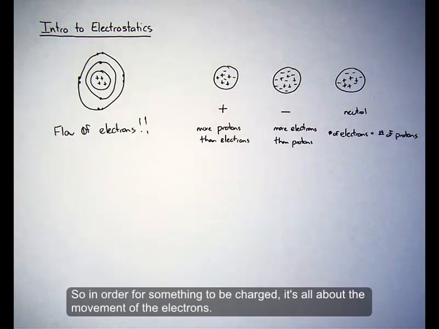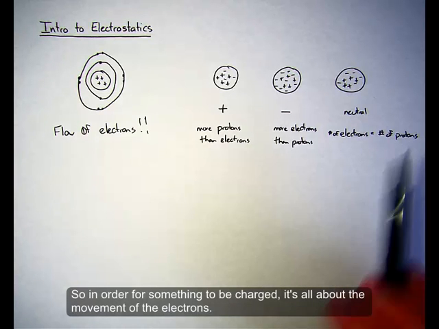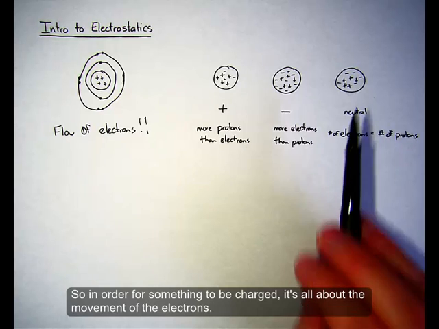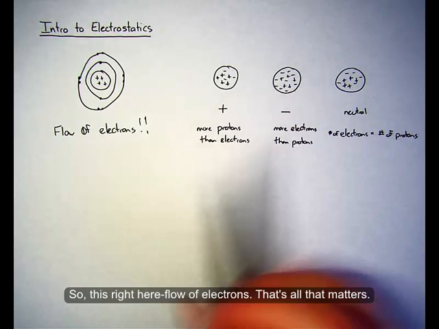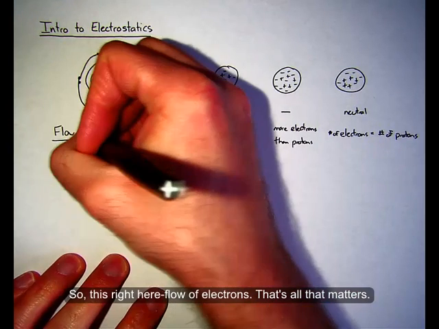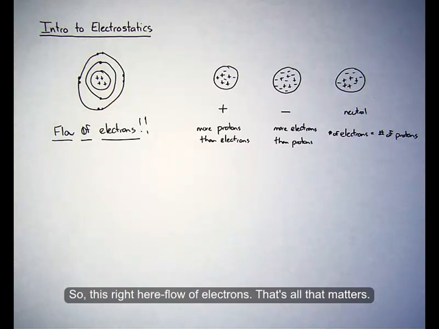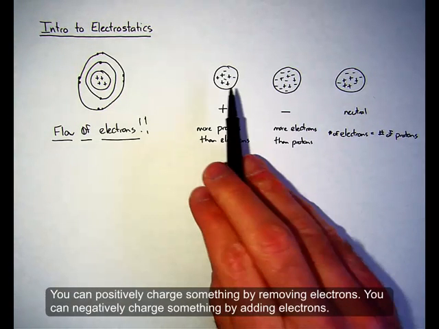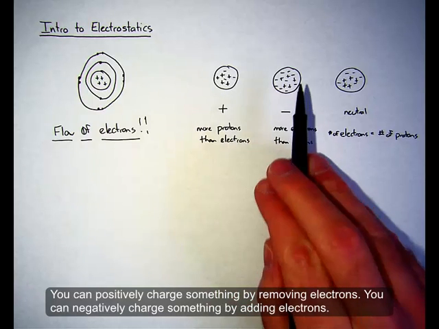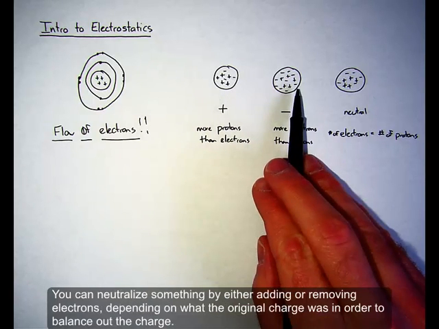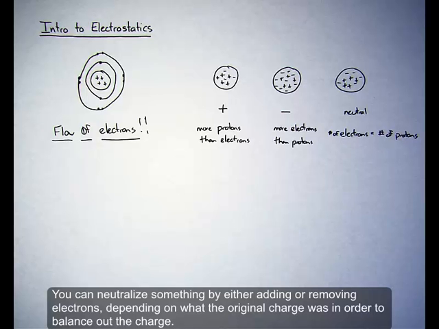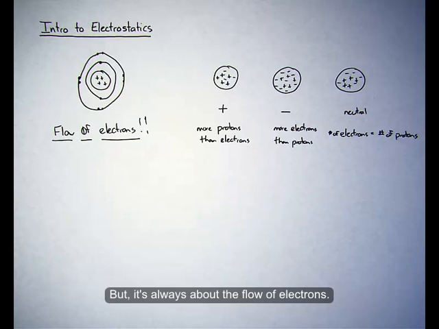So in order for something to be charged, and I have different videos that describe different types of charging, it's all about the movement of the electrons. This right here, the flow of electrons, that's all that matters. You can positively charge something by removing electrons. You can negatively charge something by adding electrons. You can neutralize something by either adding or removing electrons, depending on what the original charge was, in order to balance out the charge. But it's always about the flow of electrons.